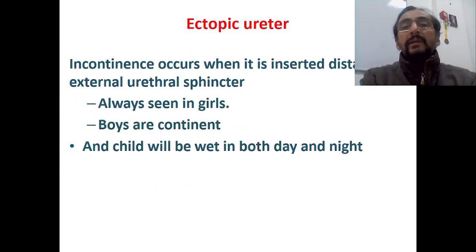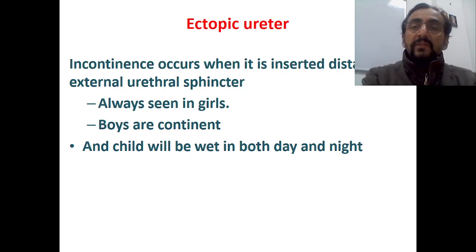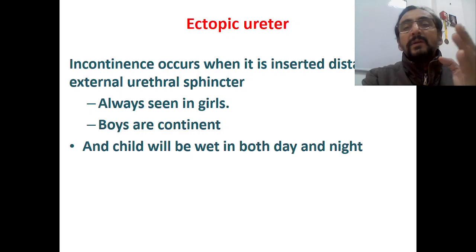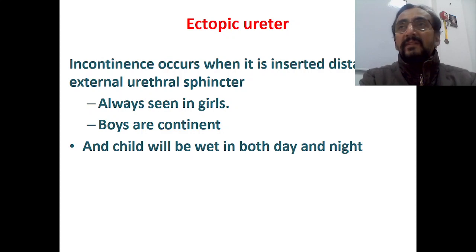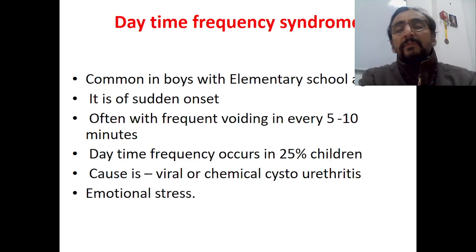Now another condition is ectopic ureter. Incontinence occurs when it is inserted distal to the external urethral sphincter. The insertion of the ureter in the bladder is ectopic. So instead of the normal position, it is inserted distal to the external urethral sphincter. Usually enuresis due to ectopic ureter is most commonly seen in girls. Boys are usually continent, and the child will wet both day and night. Again, these are conditions where the child may wet the pants both day and night, because this condition exists permanently.